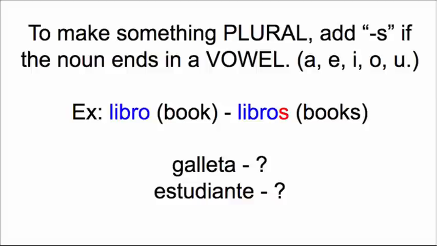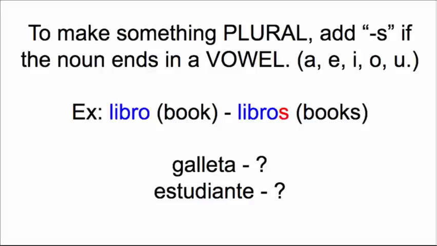A quick review. To make something plural, we add an S if the noun ends in a vowel. Okay? A, E, I, O, U. Like libro, libros. Galleta, galletas. Estudiante, estudiantes.